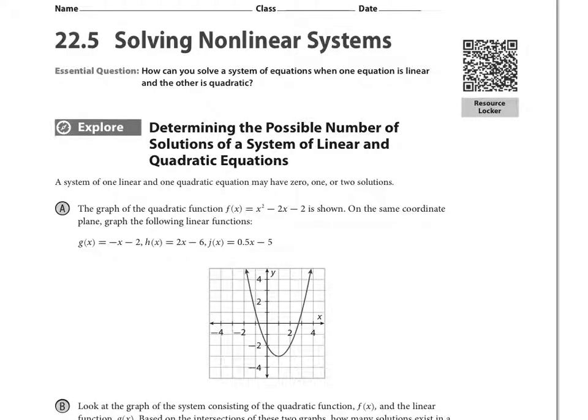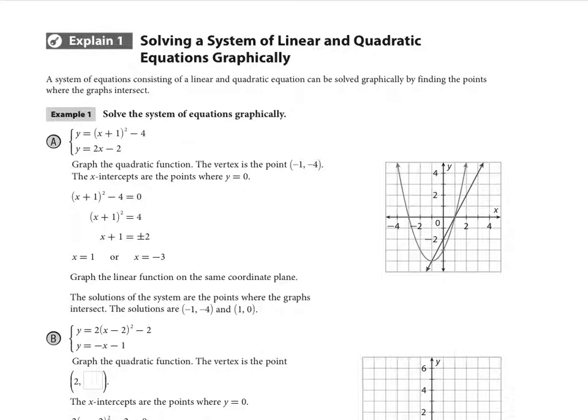Okay, 22.5, solving nonlinear systems. So we haven't done any systems with nonlinear, so we're mixing quadratics and different types of functions here. But we've done systems before, and methods that we use with linear systems we can apply here, but graphing is still an option, and we're going to look at that. So it talks about graphically how to do it by hand. Obviously, we can use the calculator on this.